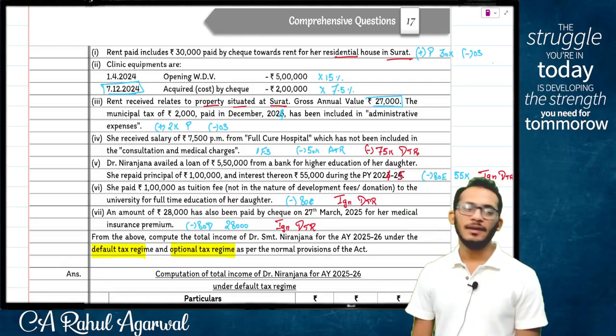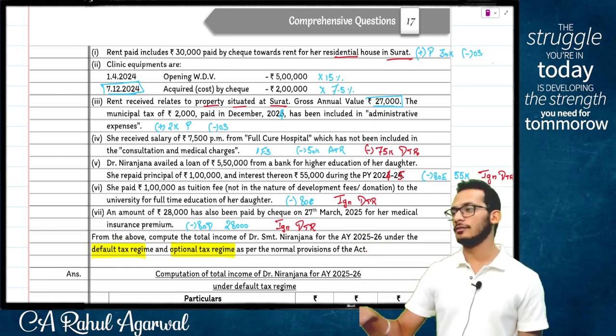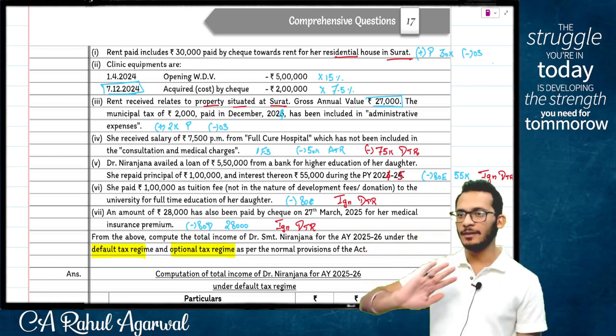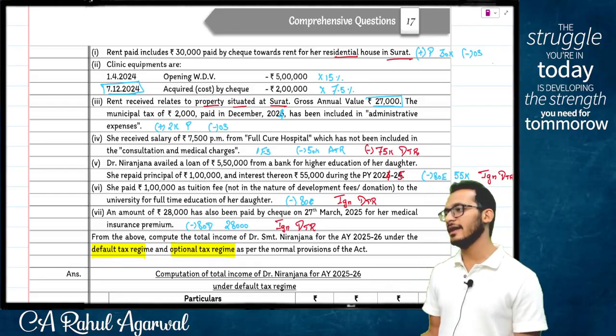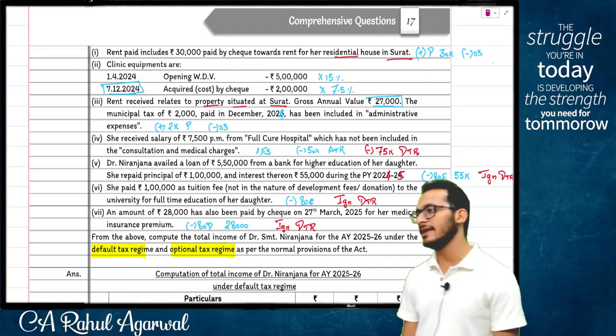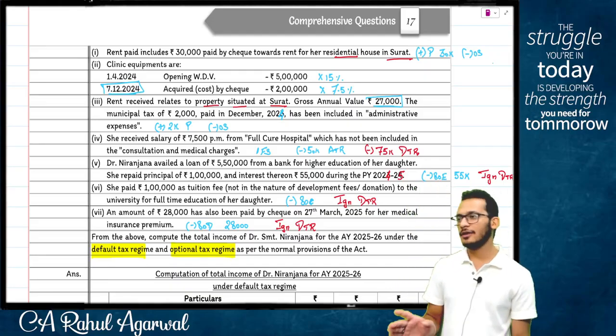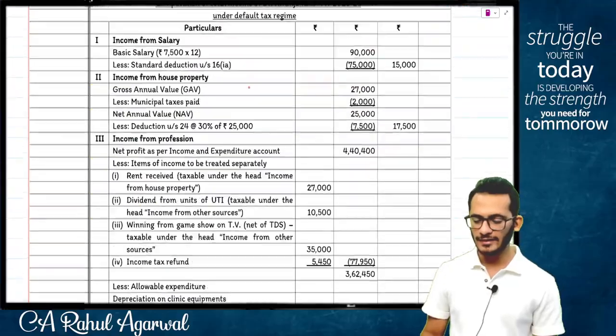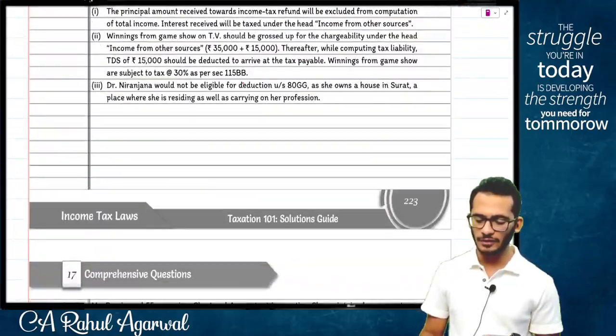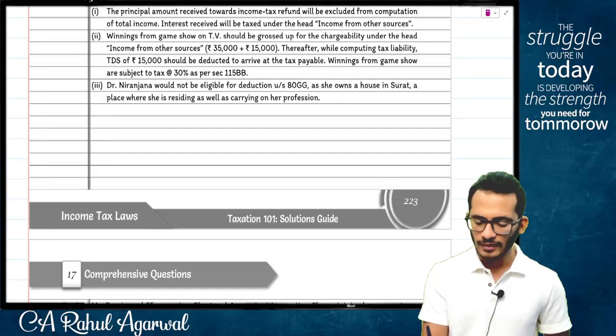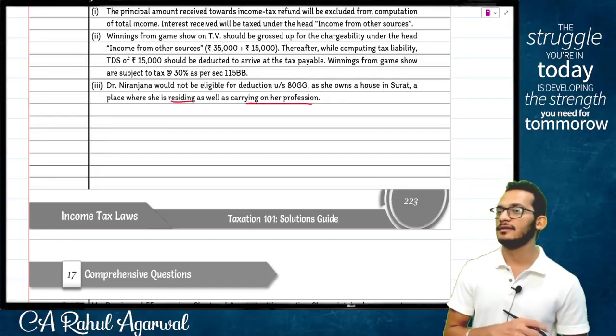Clear? Now there was one section, people, if you are going to HP and not OS, called 80GG, which says if you are not getting HRA and you're paying rent for your own property, you can claim 80GG, but I already told you to ignore it. That is what ICA has also done. ICA has ignored it under 80GG. They've said you cannot get 80GG because she is residing in the same premises.